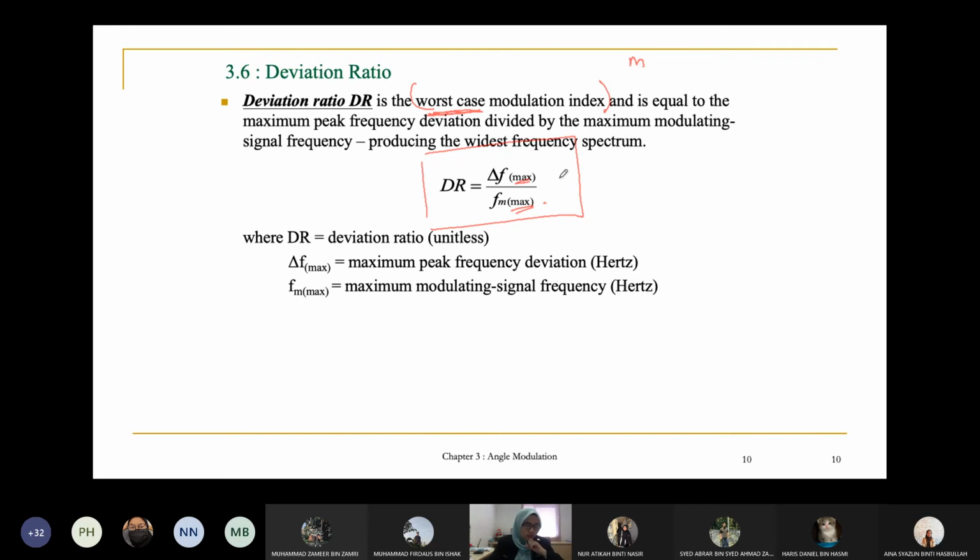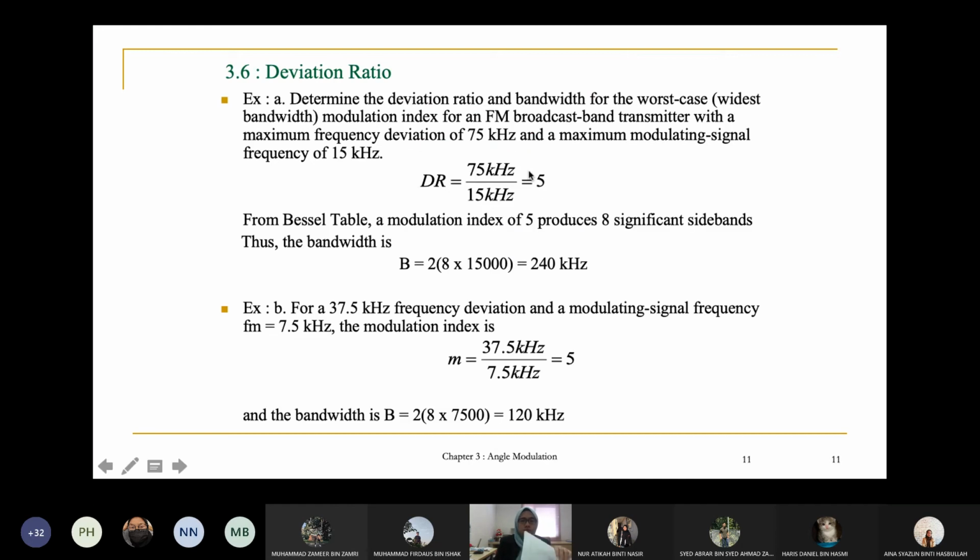Now let's try an example. Determine the deviation ratio and the bandwidth for the worst case. This is the worst case modulation index, meaning the deviation ratio DR for an FM broadcast band transmitter with a maximum frequency deviation, delta F max, of 75 kilohertz, and a maximum modulating signal frequency, Fm max, equal to 15 kilohertz.